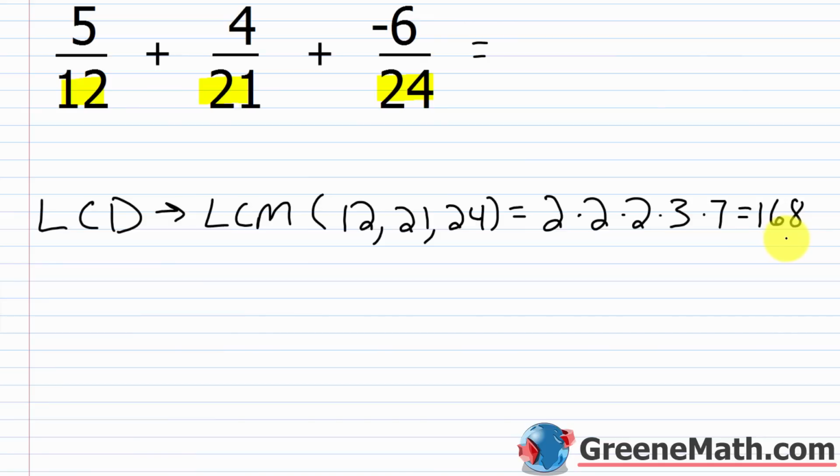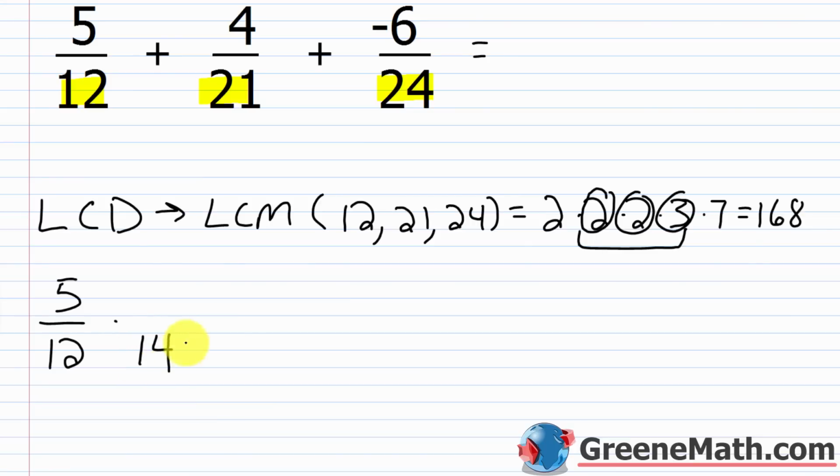So the way we do this, let's say we start with 5 over 12. You would just think about, what do I need to multiply 12 by to get to 168? Well, if you look at the prime factorization for 168, and you just kind of circle, okay, this is 2 times 2 times 3. That would give me 12. So what's left in here? I'd need 7 times 2 or 14. So if I multiply 12 times 14, I'd get to 168.